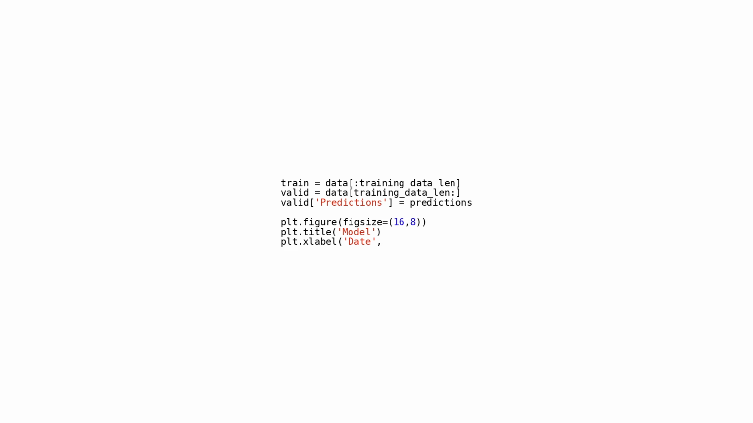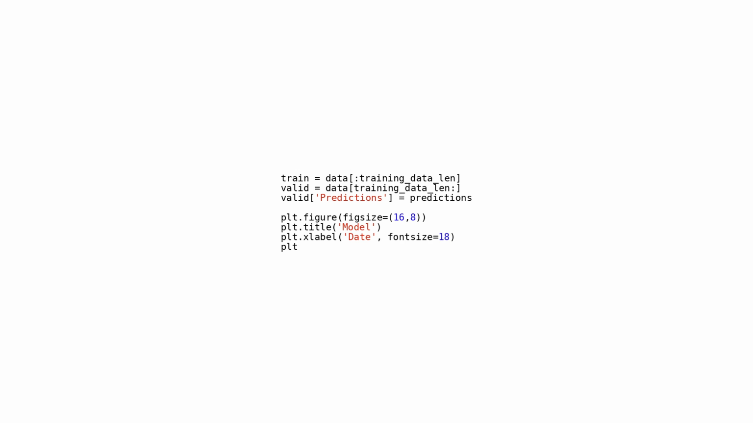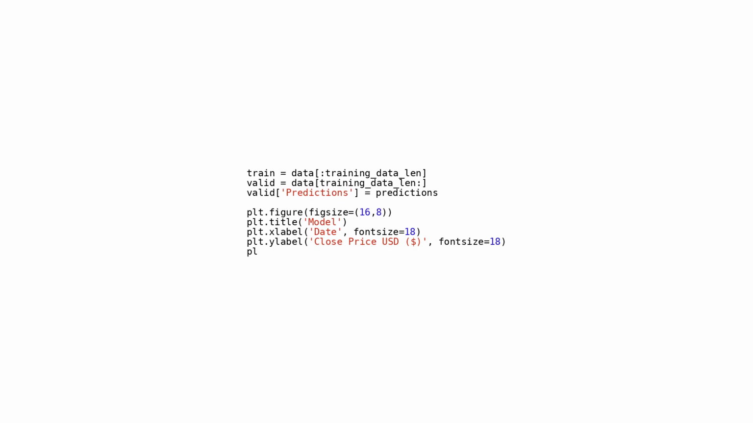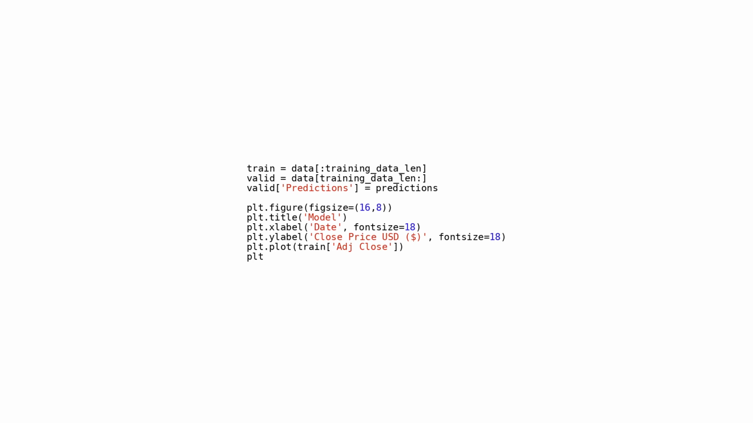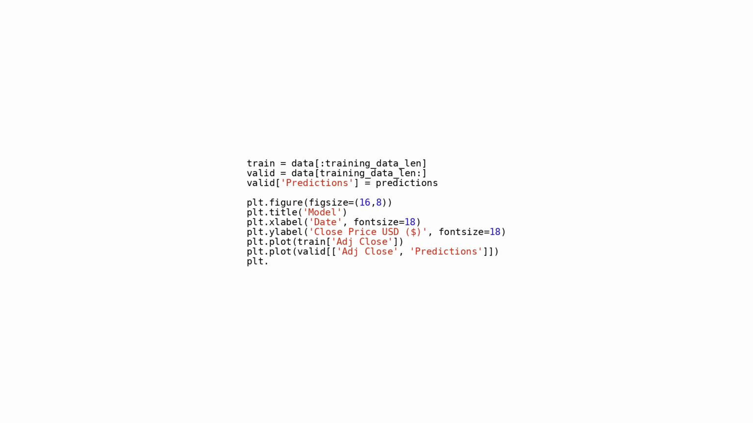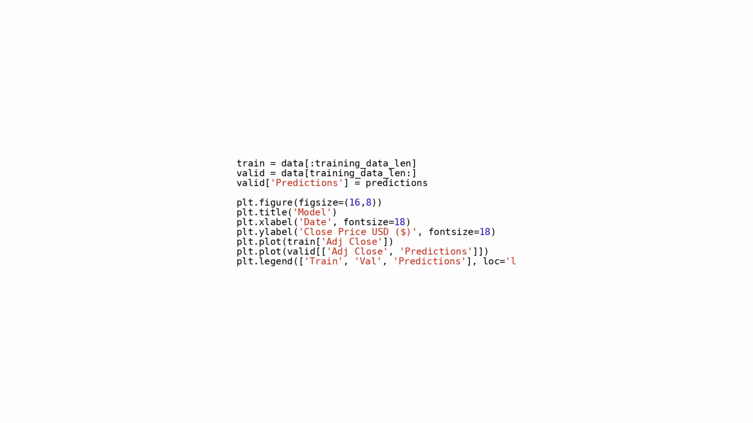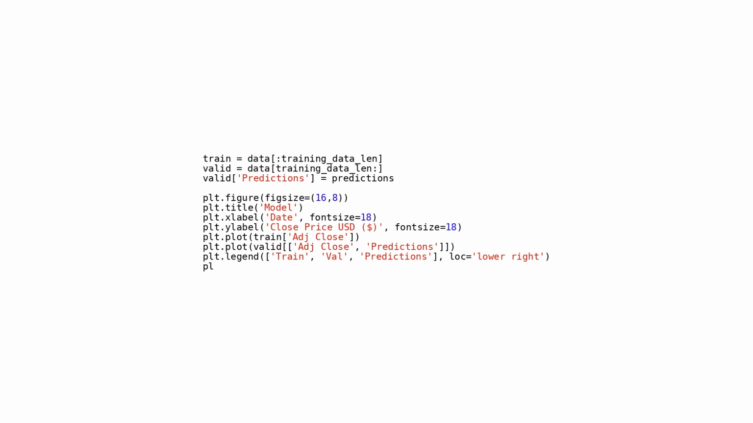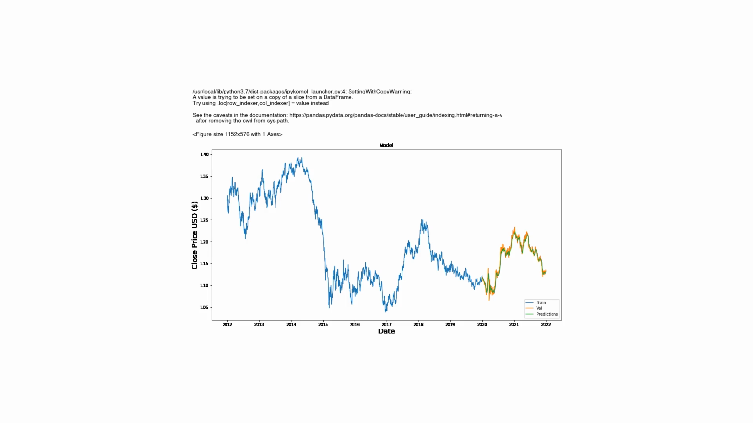3. A plot is created using matplotlib pyplot to display the historical closing prices of the stock and the model's predictions. 4. The x-axis shows the dates, and the y-axis represents the closing price of the stock in USD. 5. The plot includes the actual historical closing prices for both the training and validation sets. 6. Additionally, the plot shows the model's predictions on the validation dataset. 7. A legend is included in the plot to distinguish between the training data, validation data, and the model's predictions.